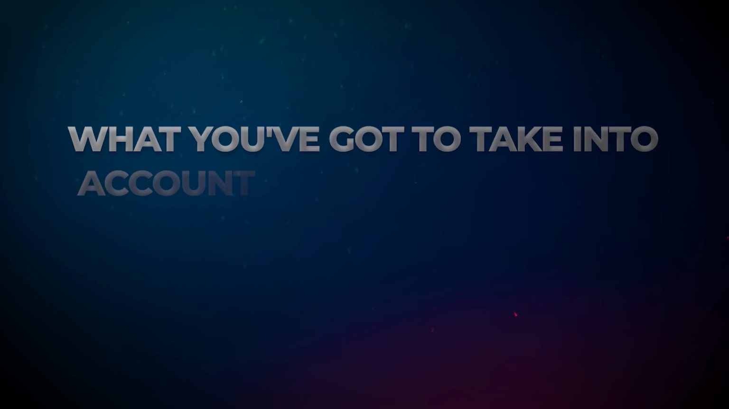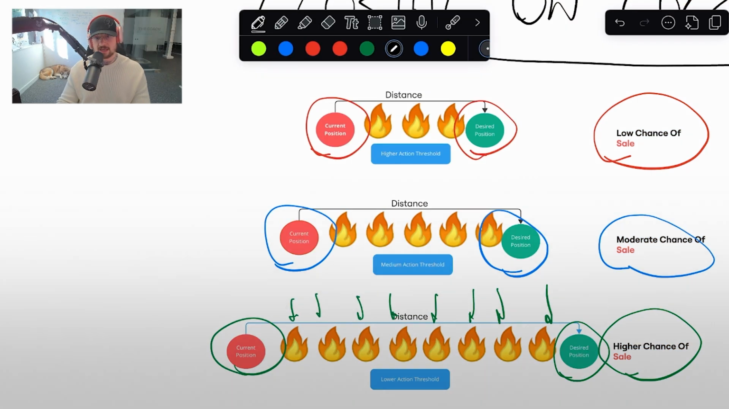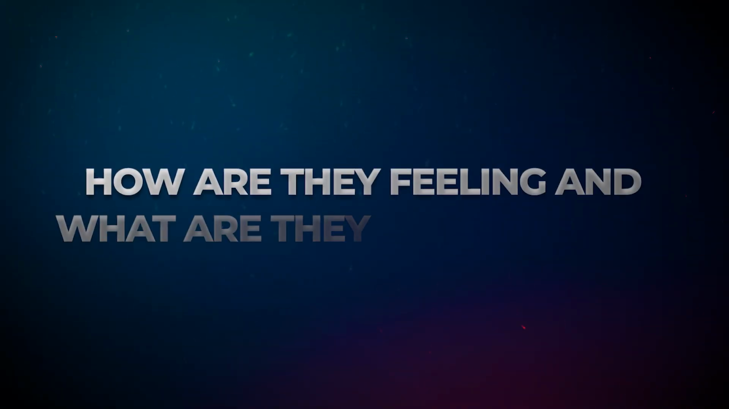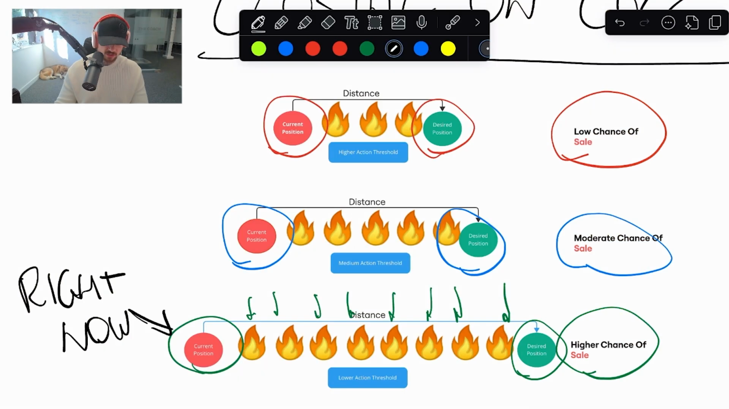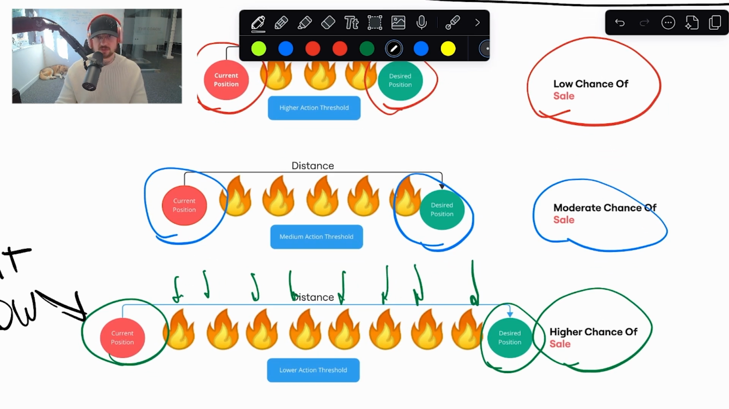What you've got to take into account when you actually start moving into your sales calls is, in order for you to create distance, so let's start with distance as a first starting point. Unless you completely and utterly know their current situation, so right now, in this exact moment, how are they feeling and what are they experiencing, you cannot actually create a picture for what their desired situation is on the right hand side there, because you've got nothing to actually compare against, you've got nothing to bounce back on.